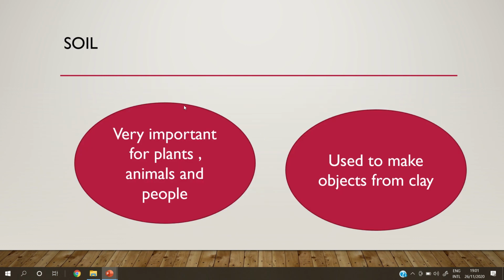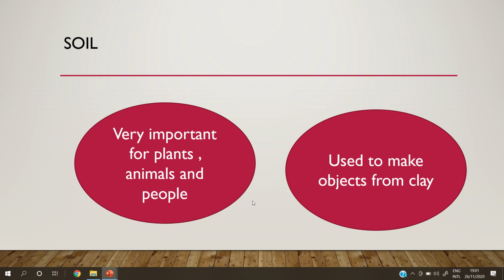So grade 1, the soil is a natural resource. It is very important for plants, animals, and people. The plants grow in soil. People and animals can use these plants for food. And the soil can also be used to make things. Clay is a kind of soil. We can use this clay to make objects like cups.